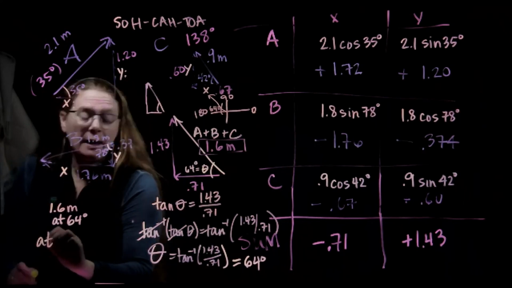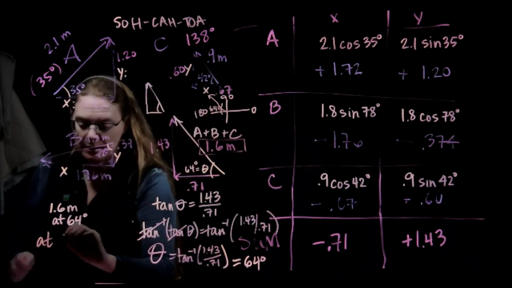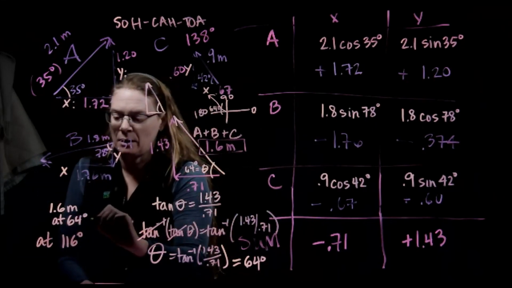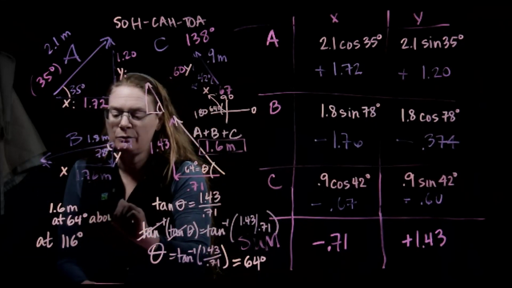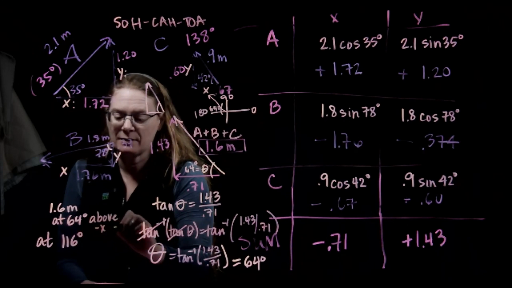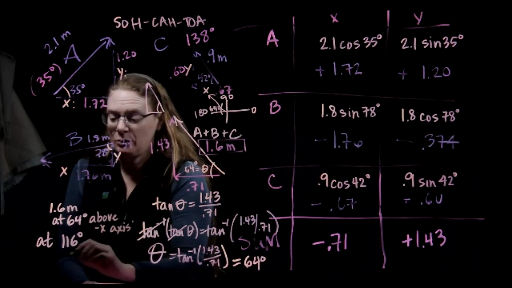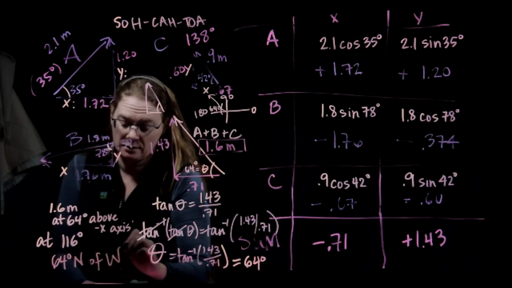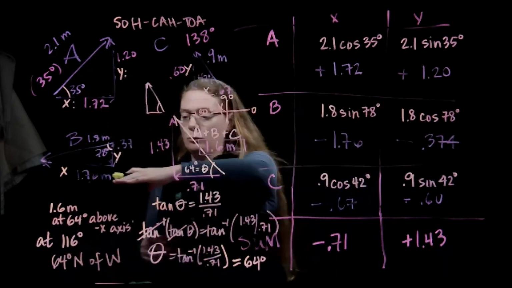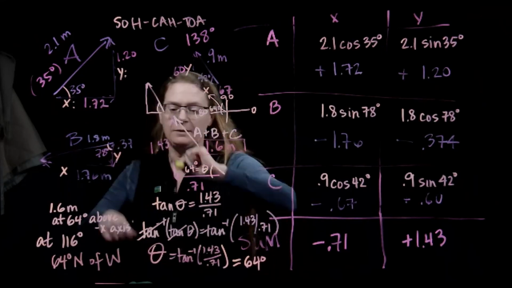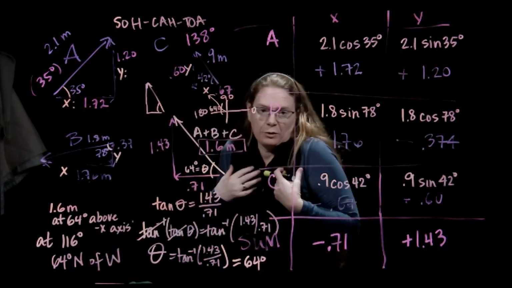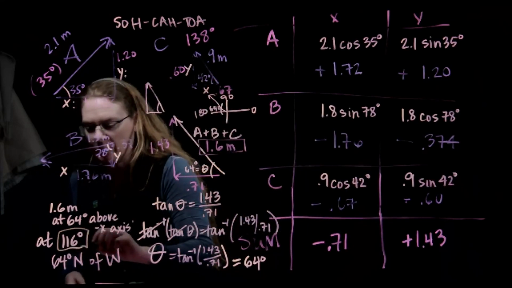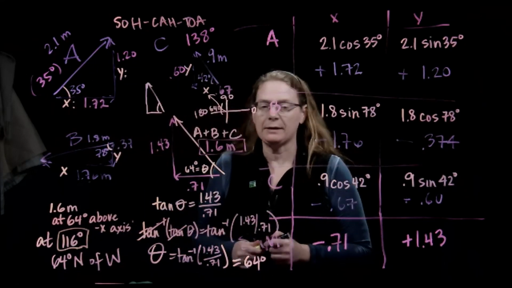So you could say at 180 minus 64, 116. Or you could say at 64 degrees above the negative x-axis. You could say 64 degrees north of west, because that would mean we're looking west and then we go up 64 degrees. Those would all be answers that I personally would accept. This is probably going to be the most common way people will want it, is that 116 degrees.